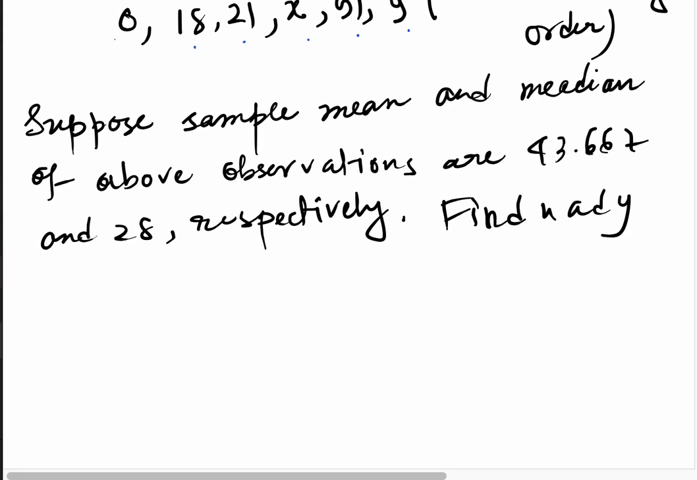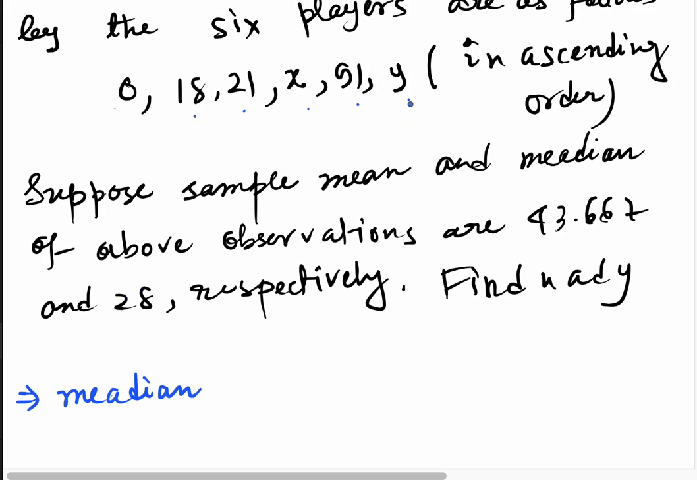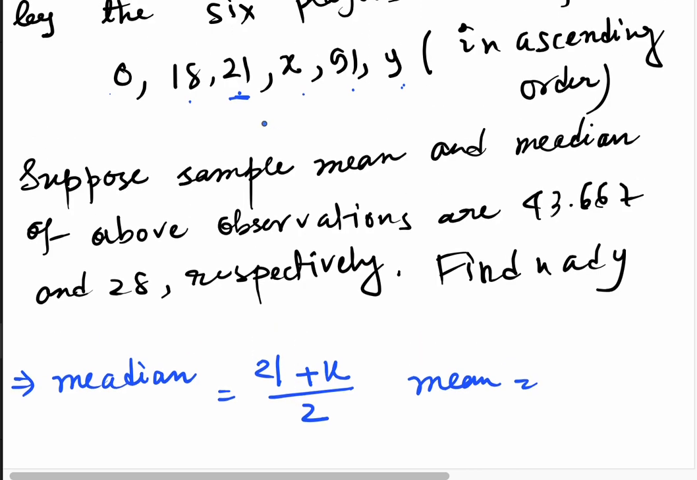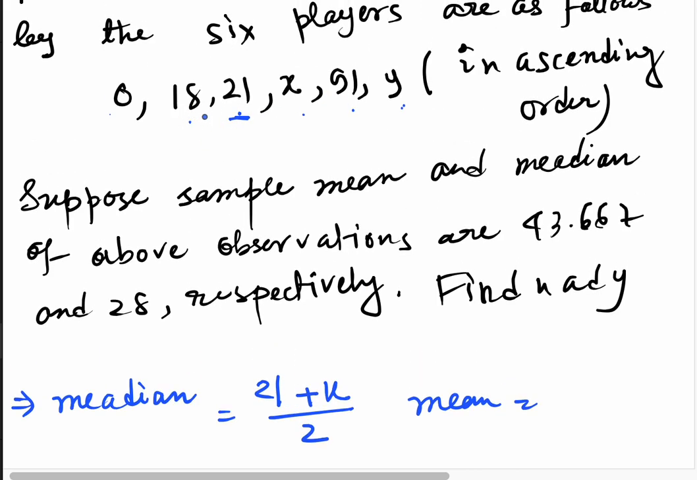So that means the median will be the average of the 6 by 2, that is third, and 6 by 2 plus 1, that is fourth term. So 21 plus x by 2 will be its median, and the mean will be, add all the numbers. 18 plus 21 is 39, plus 91, that will be 130 plus x plus y, divided by 6.